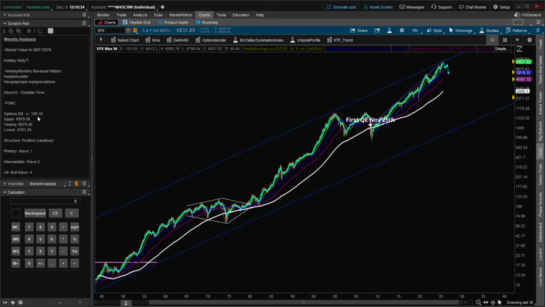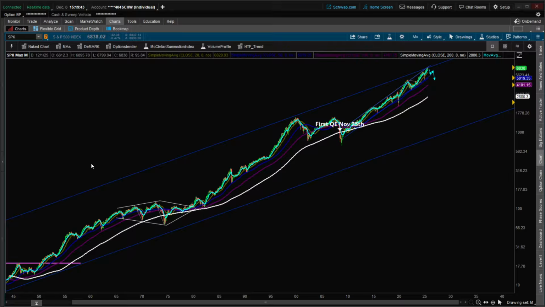And then the options expected move for the week is 109 points to the upside or downside. I'm not sure if that's going to hold, but we'll see. I think we might get a little bit more movement, even if it's back and forth. I think we'll move more than 100 points.